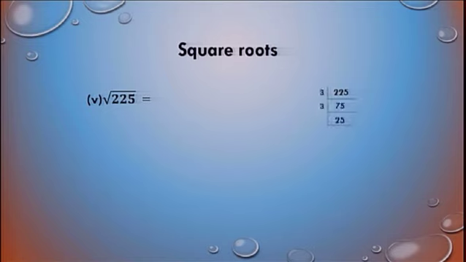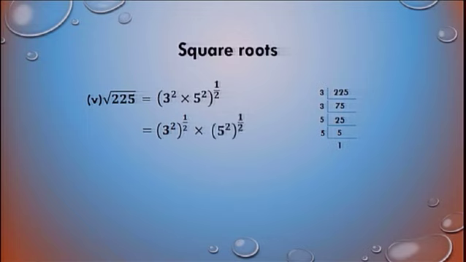Square root of 225. We find the prime factors. So can you guess what will be the answer? 3 power 2 times 5 power 2, bracket power half, is the same as 3 power 2 power half times 5 power 2 power half. The 2 will get cancelled. We have 3 power 1 times 5 power 1 equal to 15.